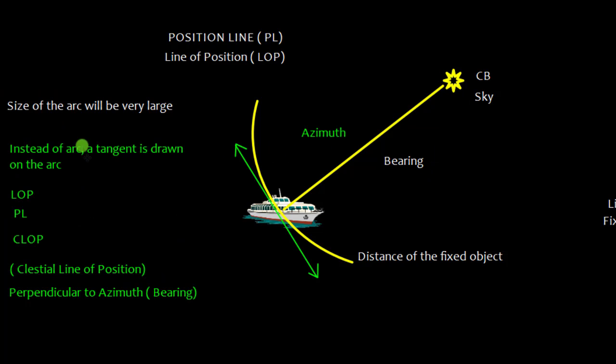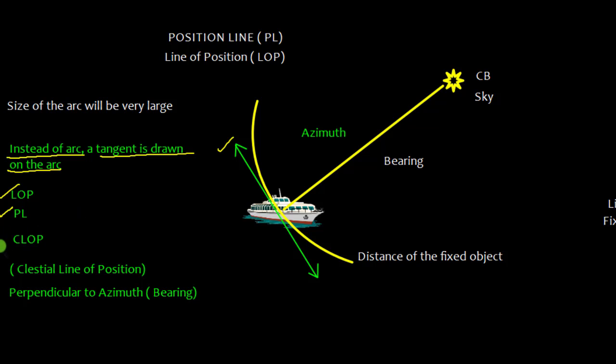Now the size of the arc will be very large because the distances measured are pretty large. So it may not be practical to draw such a huge circle with such a large distance. So what we do, instead of the arc, a tangent is drawn on the arc, right? You can see here, this is the tangent which has been drawn, and this tangent is called LOP, line of position. Sometimes it is called position line, PL.